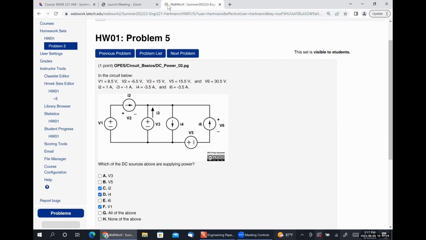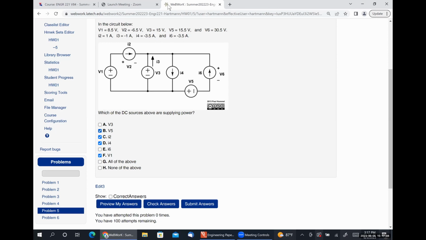Let's look at V5. So the current I6 is flowing into the positive polarity terminal. So we want either V5 or I6 to be negative. V5 is positive, I6 is negative. So it looks like V5 gets checked. And then lastly here, we would have the current I6 flowing into the negative polarity terminal. So we want V6 and I6 to both be positive or both be negative. Only one of them is negative, so we don't check that one.